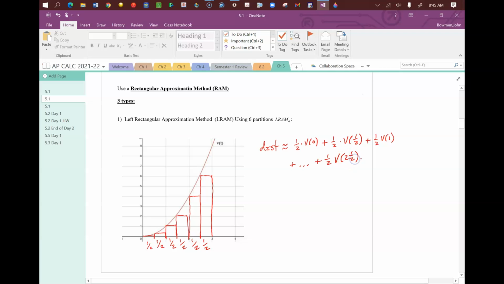1/2. And if you do the math on that, that turns out to be 1/2 times 13.75, which turns out to be 6.875 inches. Very often you're asked, is this an overestimate or an underestimate? You can clearly see that the total area of all those rectangles is less than the total area under the curve, so this is an underestimate.